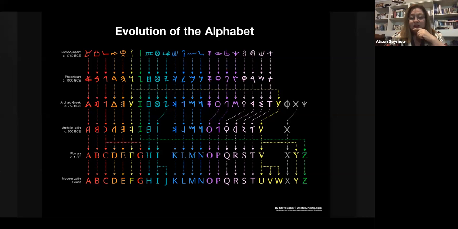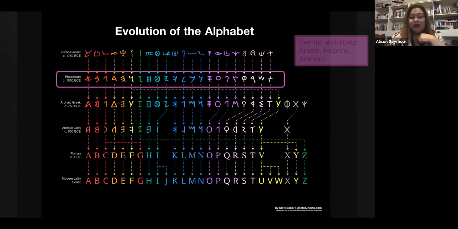But what I find particularly fascinating is that from the Phoenician alphabet, the Semitic alphabets were developed. That's Arabic, Hebrew, and Aramaic. So I find it really fascinating that we have a common ancestor.